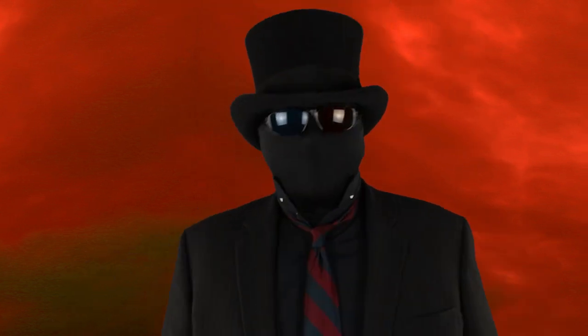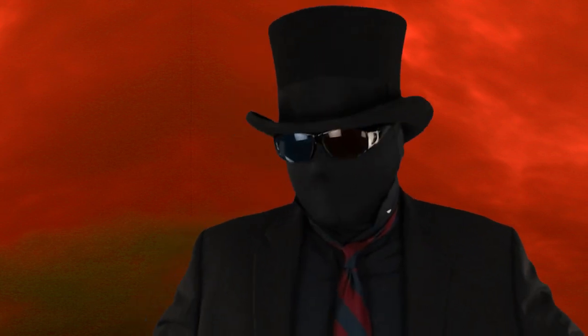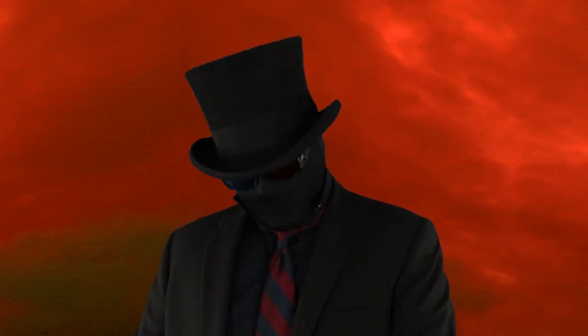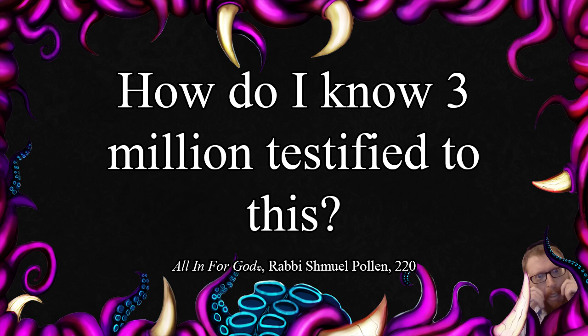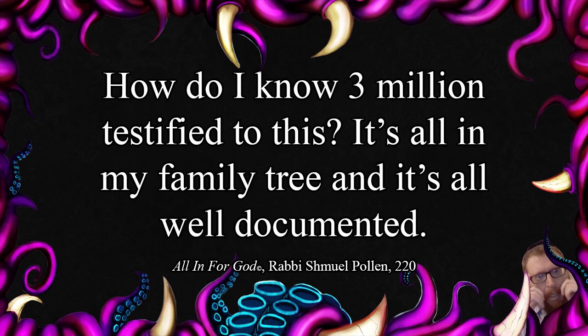That sort of thing. So next, we're on to Shmuel's favorite evidence for his religion, the apparently 3 million witnesses at Mount Sinai. How do I know 3 million testified to this? Because you were there and you personally interviewed every single one of them and investigated their cases in detail to establish one by one that there were 3 million people specifically and all of them saw this thing, because otherwise you lose the debate. I assume that's your standard, so that's gotta be the answer. It's all in my family tree, and it's all well documented.